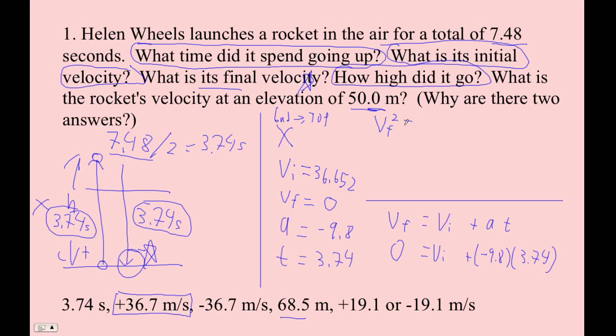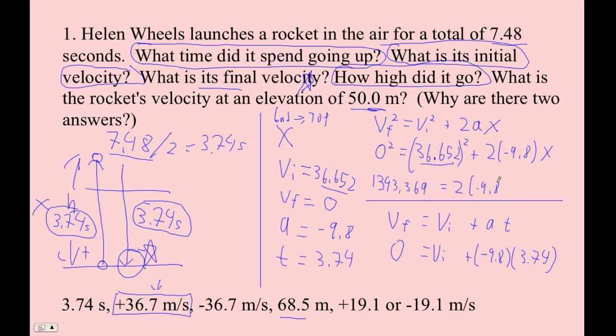VF squared equals VI squared plus 2AX, right? So 0 squared is 36.652. Notice I'm using the unrounded value that I got, not this. Okay, and I'm going to square that guy, plus 2 times negative 9.8 times x, right? So 36.652, I'm going to square that, and I get 1343.369, right? Is 2 times negative 9.8 times x, right?